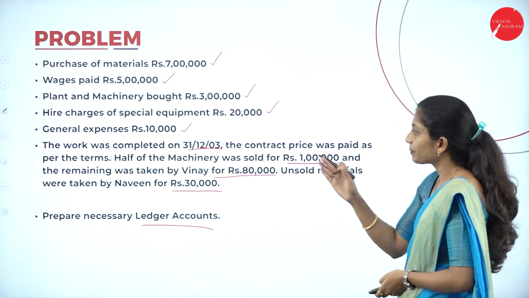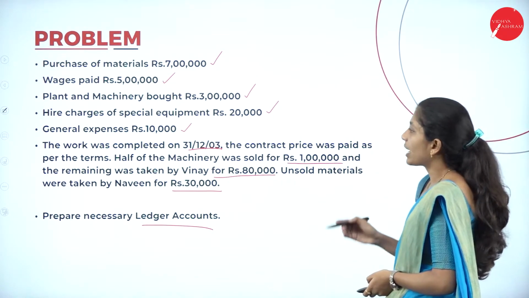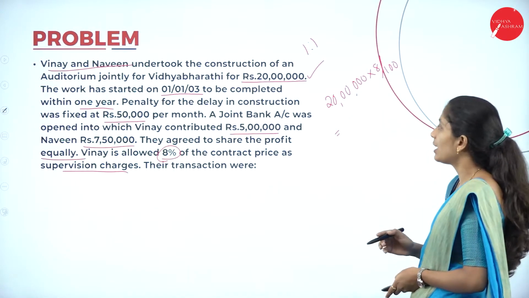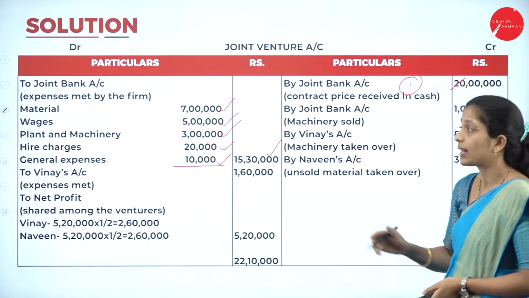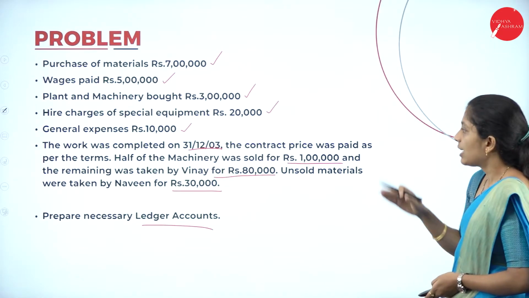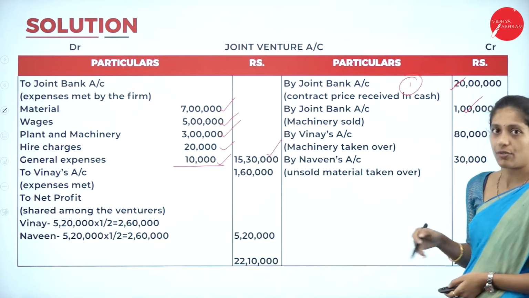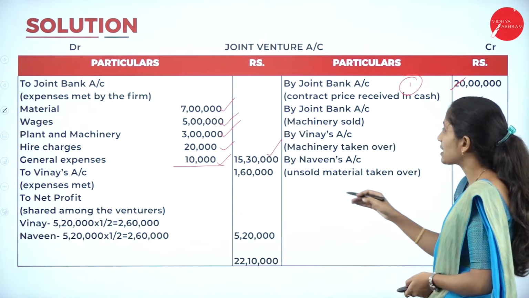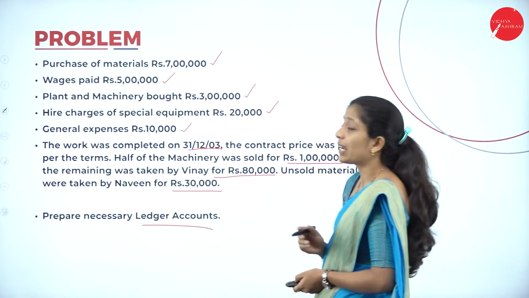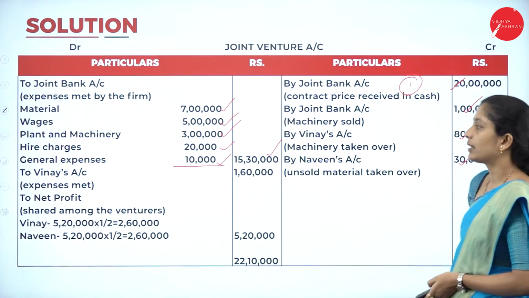Next, what they have told here, the work was completed on 31st 12/03. The contract price was paid as per the following terms. So half of the machinery was sold, right? So here half of the machinery has been sold. So we have to record the entry by joint bank account, machinery sold 1 lakh. Next, half: one of the venturers has taken over for rupees 80,000. So by Vinay's account, here Vinay has taken over, write his name, by Vinay's account, machinery taken over 80,000. Next, unsold material which was taken over by Naveen, how much? 30,000. So by Naveen's account, unsold material taken over 30,000.